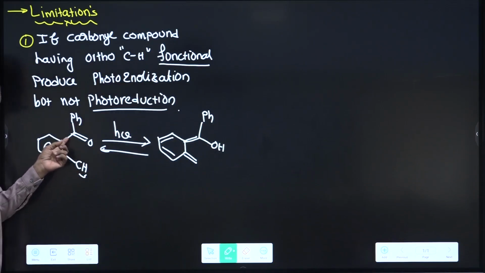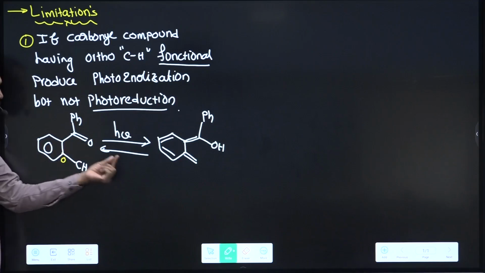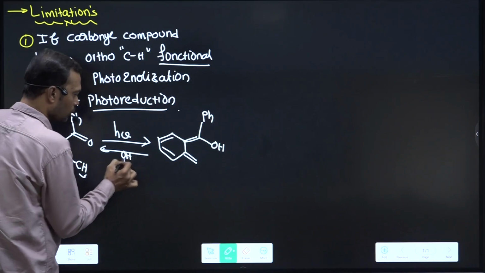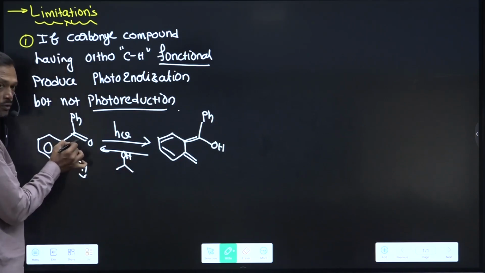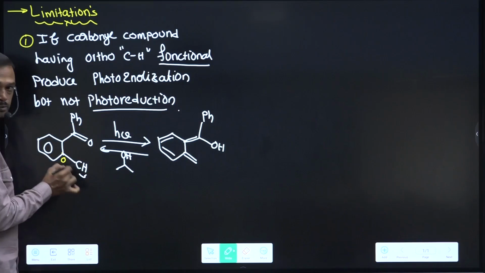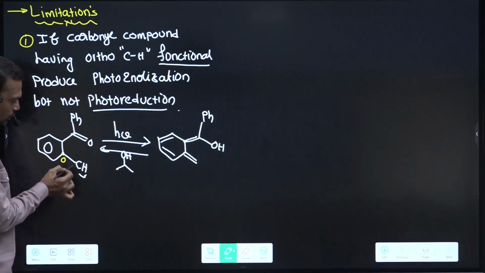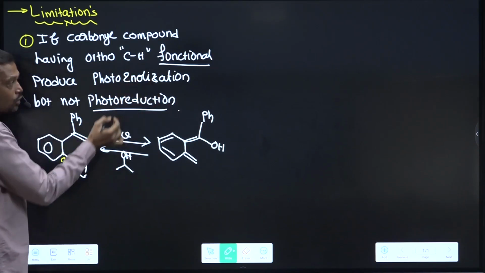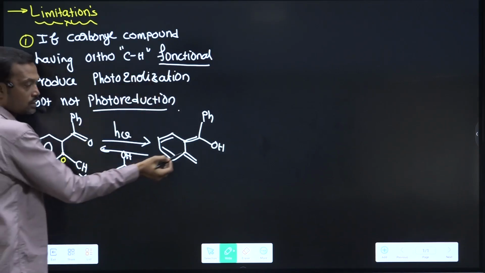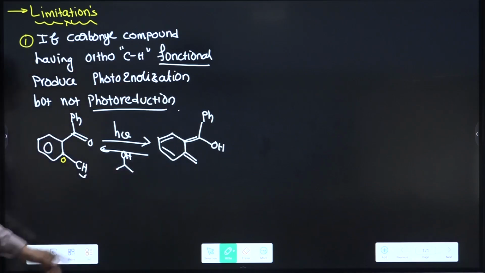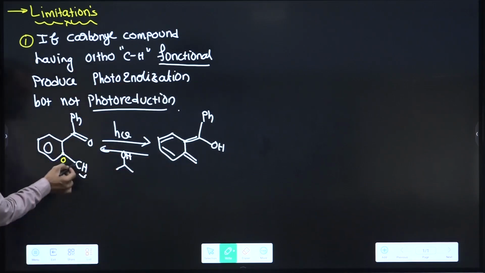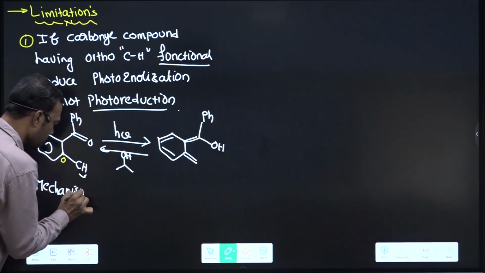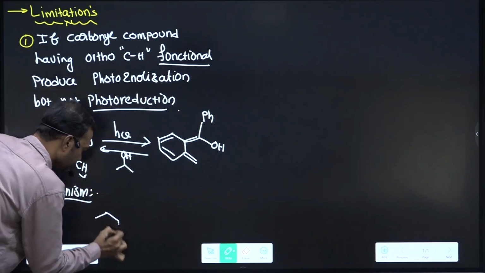So normally photoreduction is responsible to give pinacol, or not? It may be any hydrogen donor, even isopropyl alcohol, whatever alcohol you take, but this carbonyl never undergoes reduction when an ortho CH functional group is present. Here CH is present, three CH, minimum one CH is required. If minimum one CH is present, your answer is photoenolization, enol formation takes place, which means this hydrogen is involved in enolization. So this is the mechanism, photochemically.